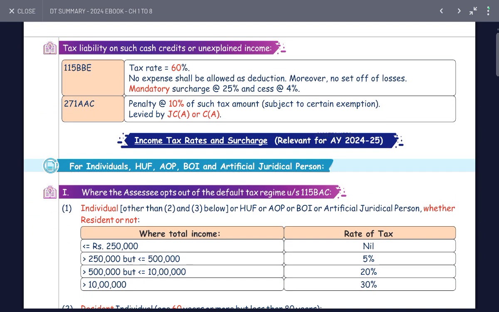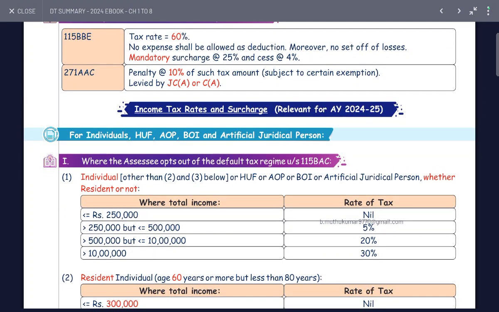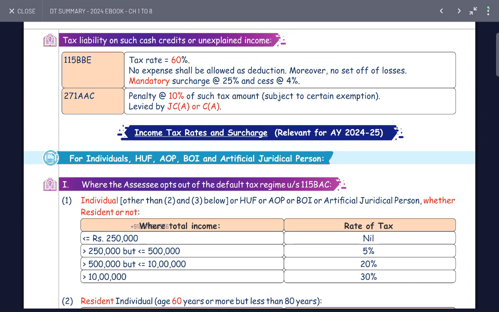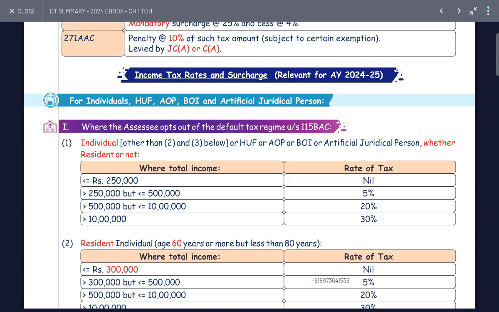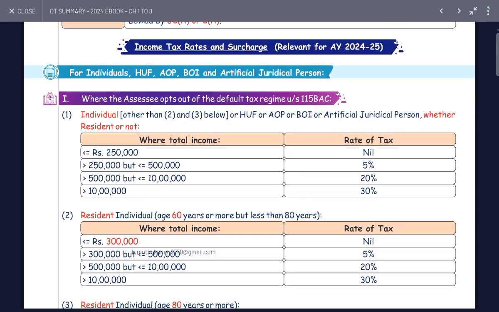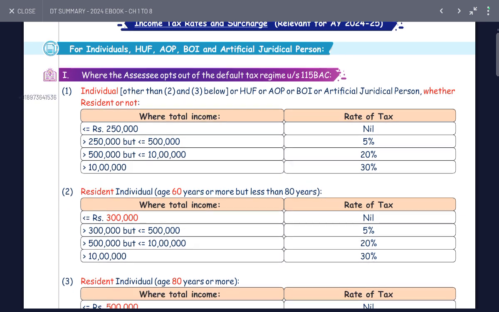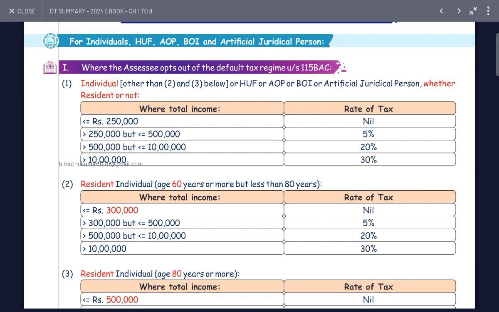Income tax rates relevant for the assessment year 2025 for individual, HUF, BOI and artificial juridical person, plus penalty of 10%. Section 115BBE is 60% plus compulsory surcharge of 25% and cess of 4%. These apply to an individual, HUF, BOI or artificial juridical person where the assessee opts out of the default regime of Section 115BAC. Individual, HUF, AOP, BOI and artificial juridical person, whether resident or not.